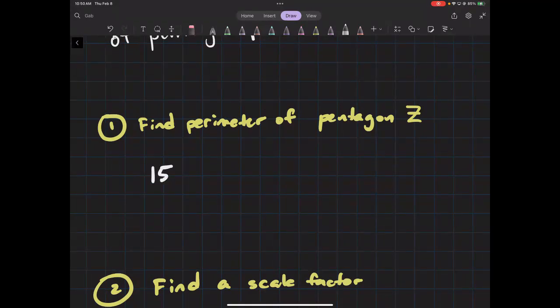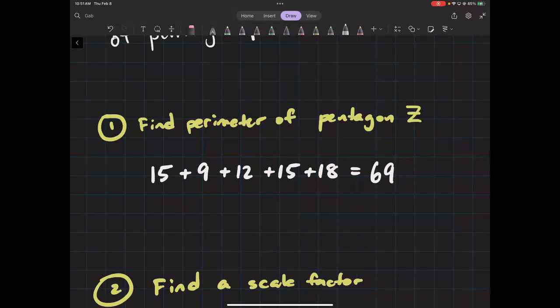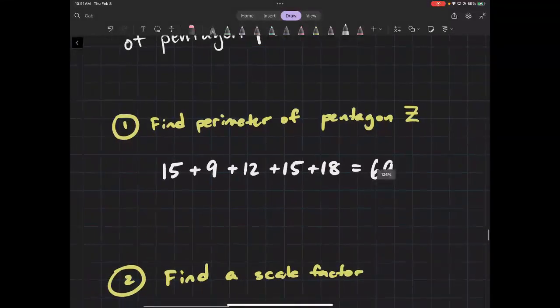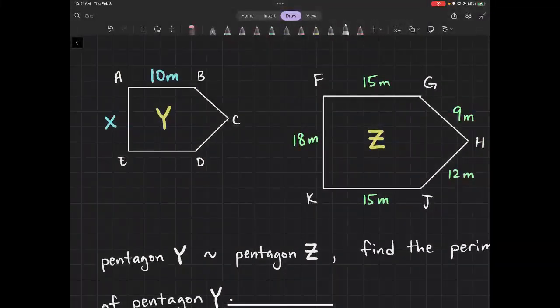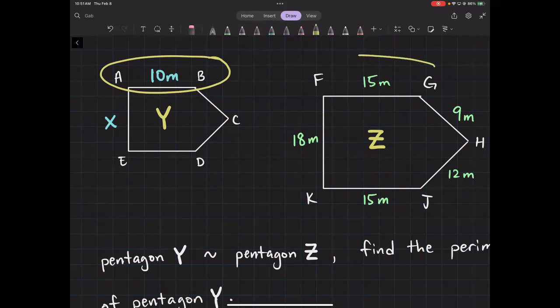Start me off with some sides. 15 plus 9 plus 12 plus 15 and 18. And what does that give you? 69. Great. So they give you that number. Now you gotta go find the scale factor. You're gonna look at the sides that are similar to each other. AB, right here, and FG.